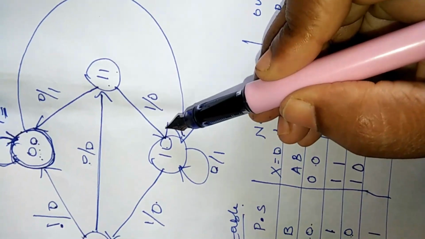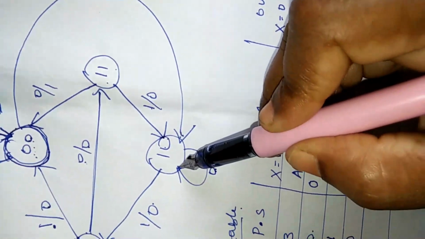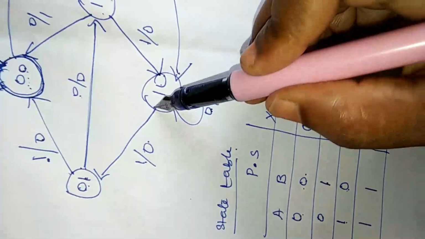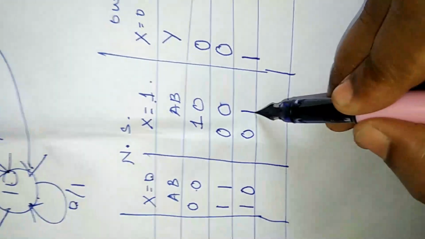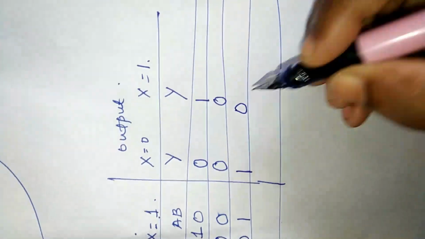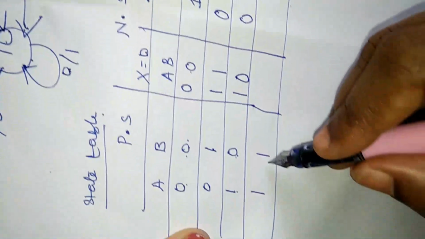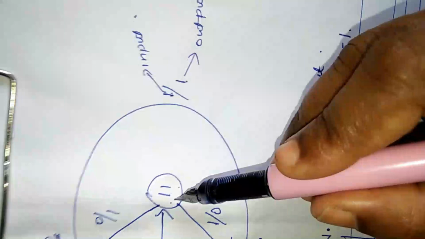So 1 0, when the input is 1, over here, it is going to the next state 0 1. At that time, what is its output? It is 0. Okay. Then the state 1 1. So the 1 1 is here.